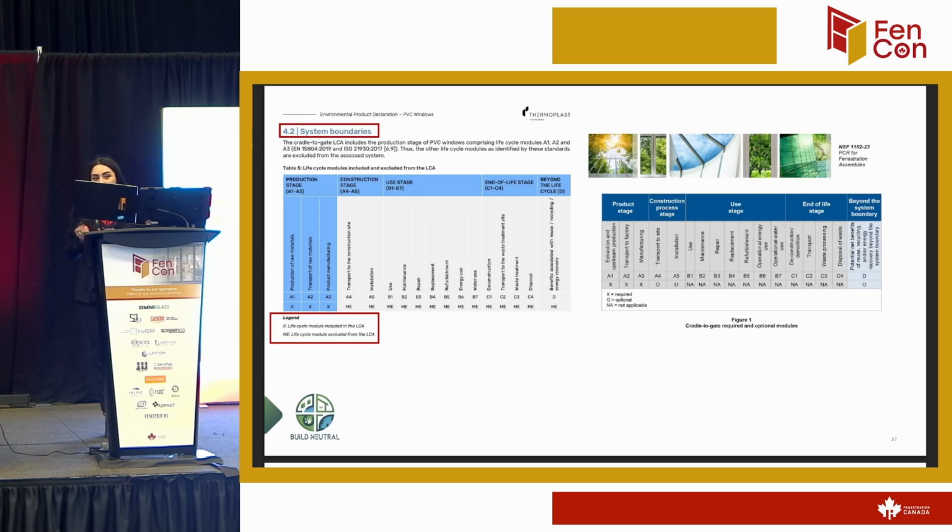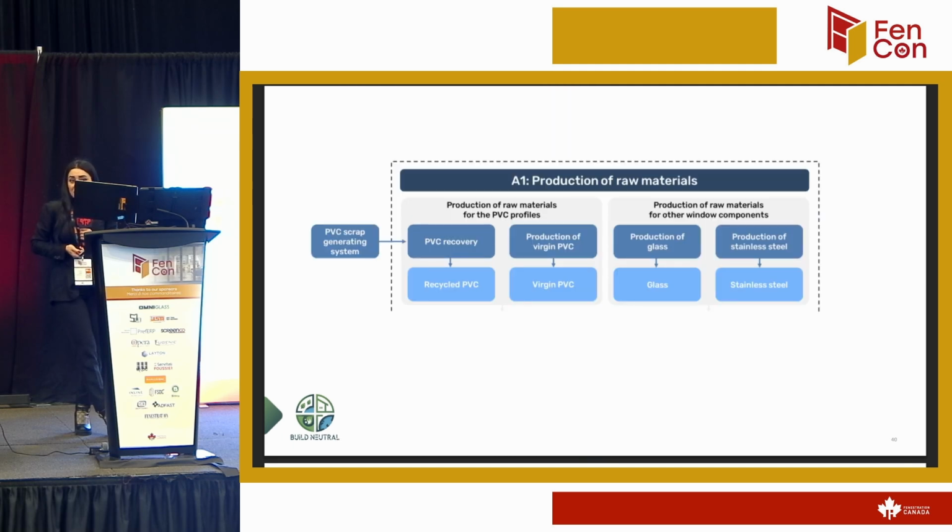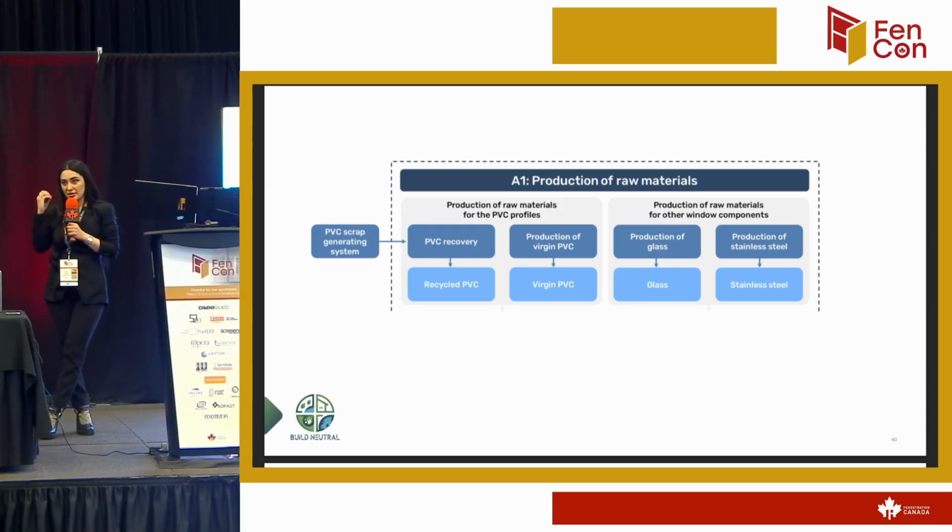Methodologies used and the system boundaries are exactly the same as what the PCR requires. Like on the right, you see the PCR requirement. On the left is what the EPD provides. And then they put all the system boundaries, different stages, like A1, which is the raw material extraction. They have PVC recovery and production of virgin PVC, and then production of glass, production of stainless steel. So you have to think about all the materials that come into your system.